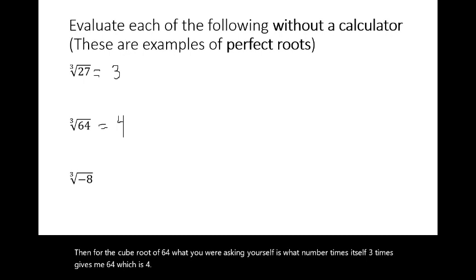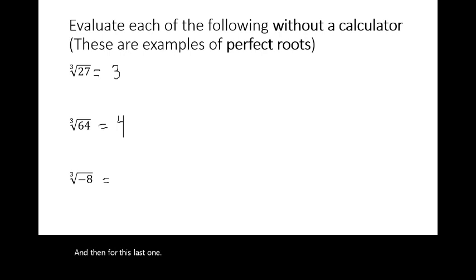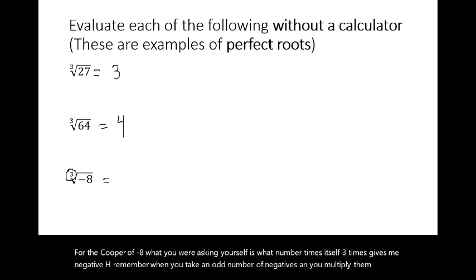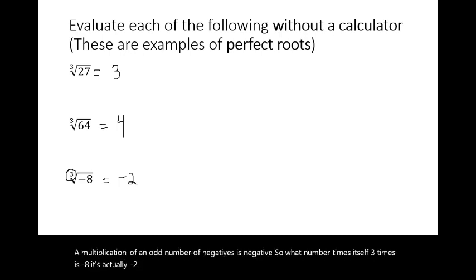And then for this last one, for the cube root of negative 8, what you are asking yourself is what number times itself 3 times gives me negative 8. Remember, when you take an odd number of negatives and multiply them, the result is negative. So what number times itself 3 times is negative 8? It's actually negative 2. So you can take the cube root of a negative number. It is simply negative.